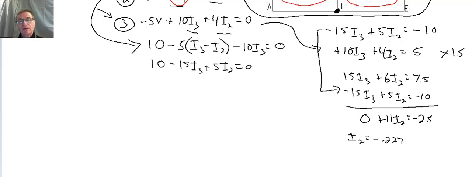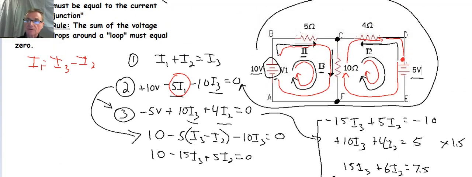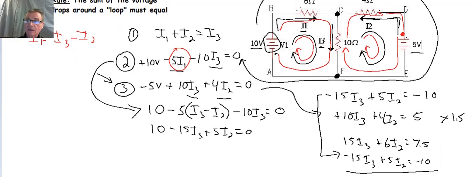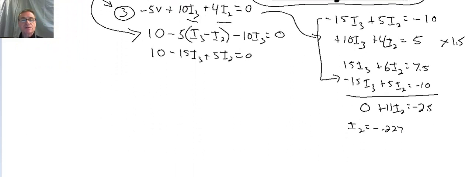So guess what? We guessed wrong on the direction of I2. We thought I2 was going to be going up and to the left. Well, in fact, it went in the other direction. The voltage from this power source overwhelmed the voltage from this power source, and the current coming into this junction, some went down through the 10 ohm resistor and some went down through the 4 ohm resistor. So we guessed wrong, but it's not a problem because the answer simply turns out to be negative.